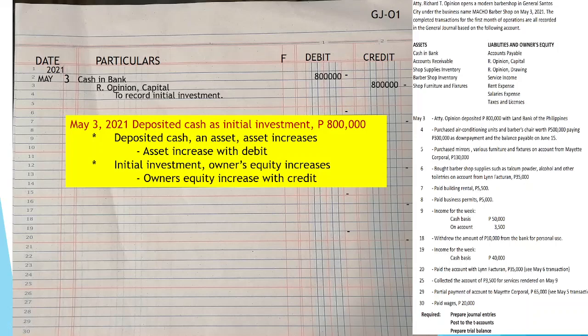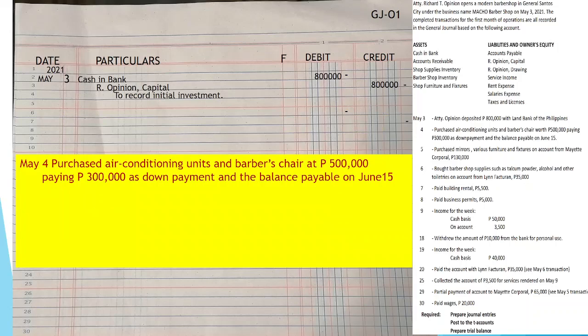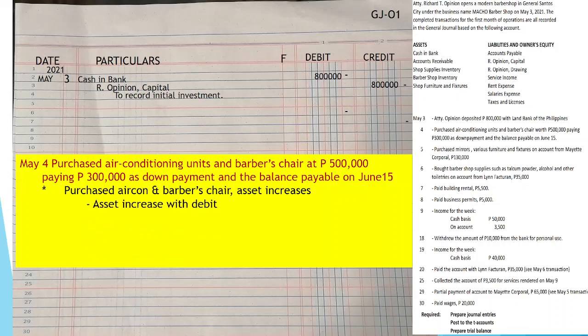The May 4 transaction states that we purchased aircon units and barber's chairs at 500,000. From the perspective of the business, of course, the value received is what we purchased, that is the aircon units and barber's chairs. And aircon and barber's chairs are an asset. So since that is the value received, therefore assets increase, so it must be debited.